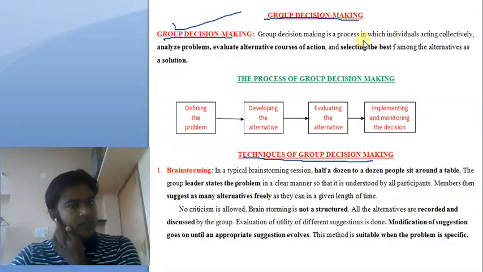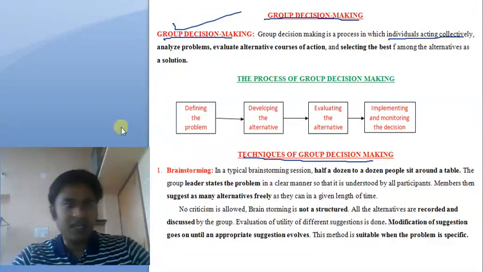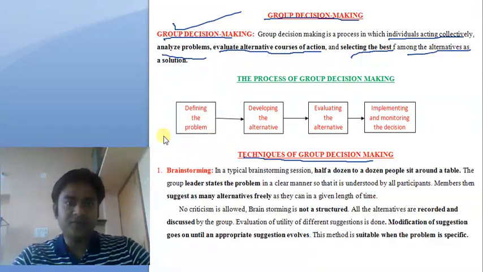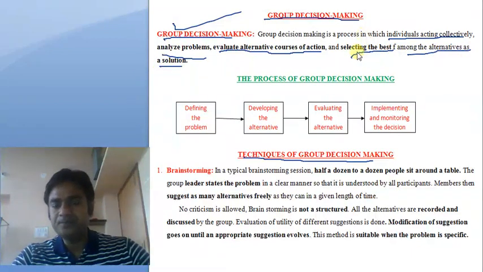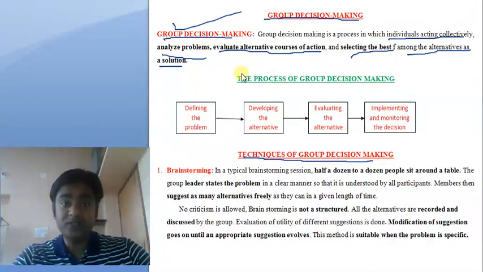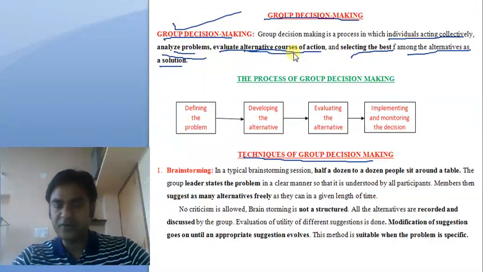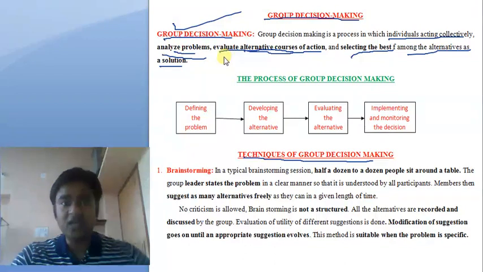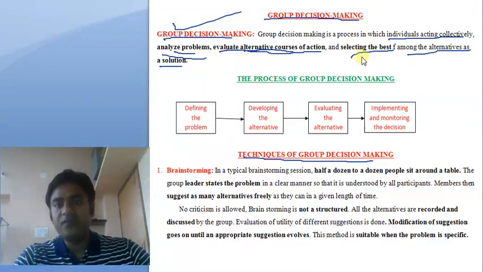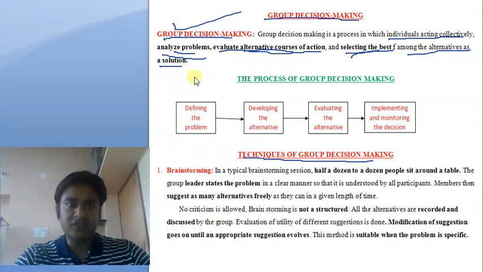It is a process in which individuals acting collectively analyze problems, evaluate alternative courses of action, and select the best among the alternatives as a solution. Here a group of individuals select a particular problem and analyze it. Then they give alternative courses of action, that is, different suggestions. They evaluate those suggestions, and finally they select the best among the different alternatives as a solution.